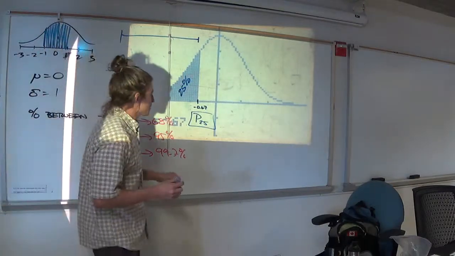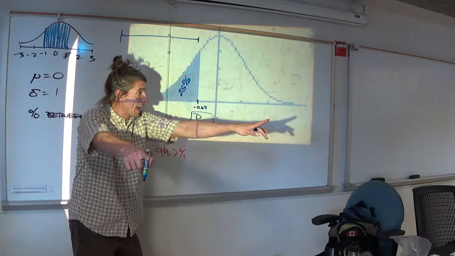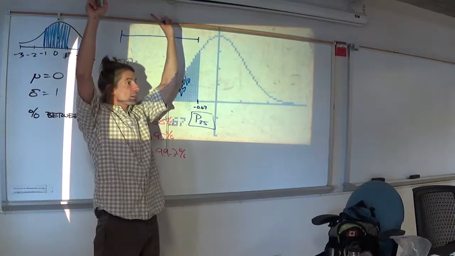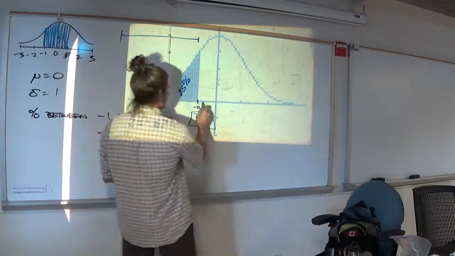Where would the 50th percentile be? At 0? Is everybody buying that? Let's make sure we understand why it's got to be at 0. It doesn't look like it should be at 0. Look how narrow that is.